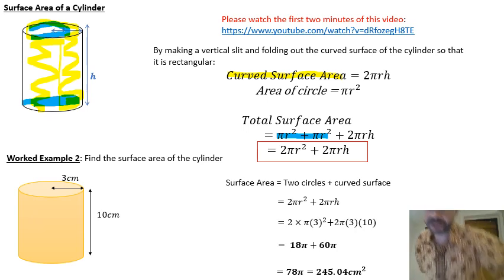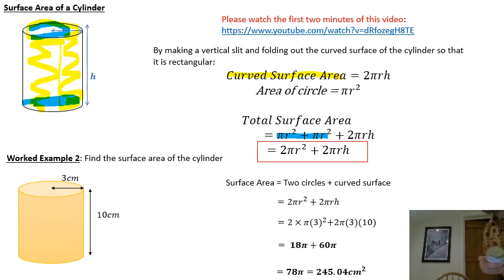Imagine if you took the label off that bean tin. If you took that label off and unfolded it, the shape would be a rectangle, and the rectangle would have a height which is the height of the tomato tin, and that measurement there, the circumference of the cylinder, would be the length of the rectangle stretched out.